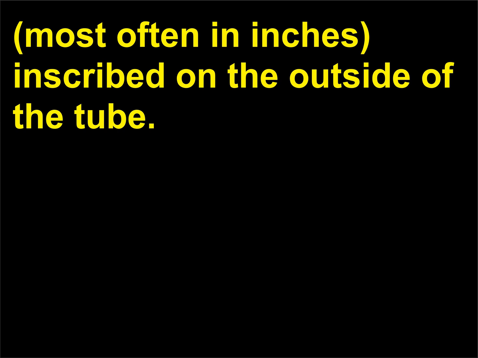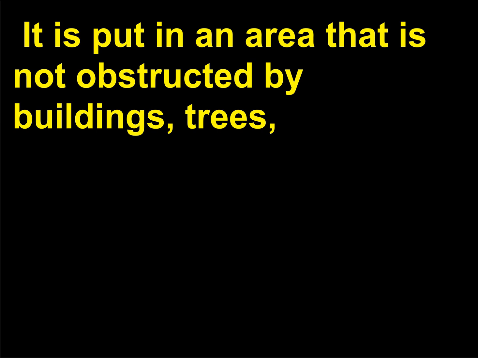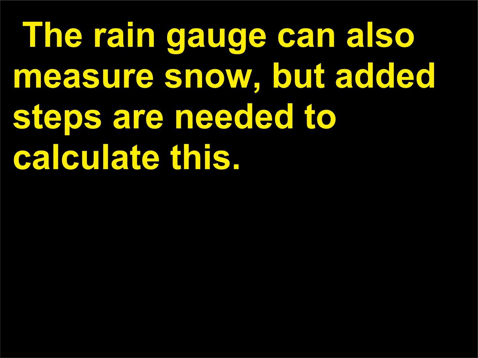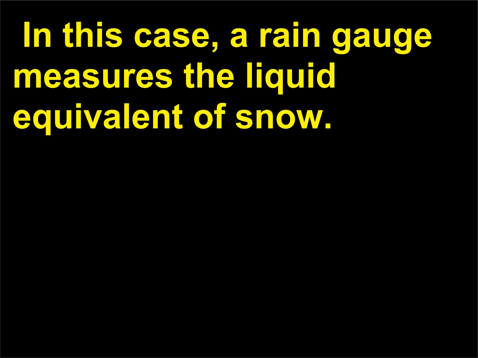It is put in an area that is not obstructed by buildings, trees, or other tall structures that can impede the collection of rainfall. The rain gauge can also measure snow, but added steps are needed to calculate this. In this case, a rain gauge measures the liquid equivalent of snow.